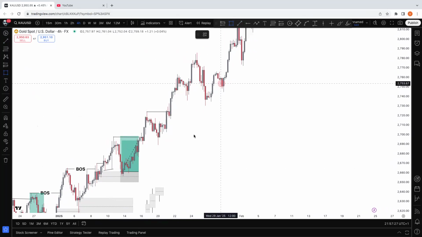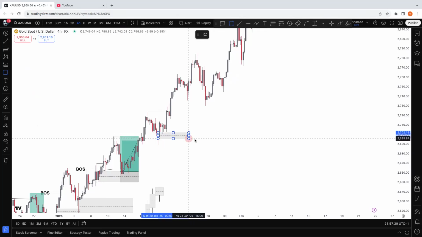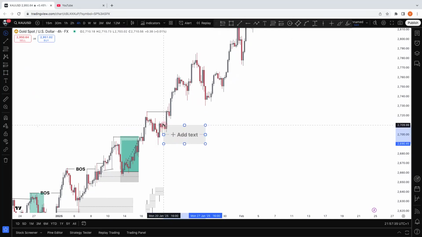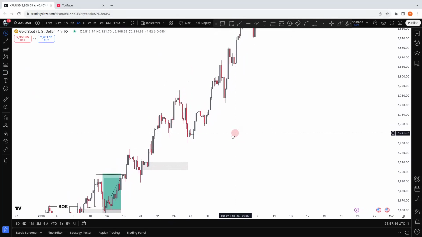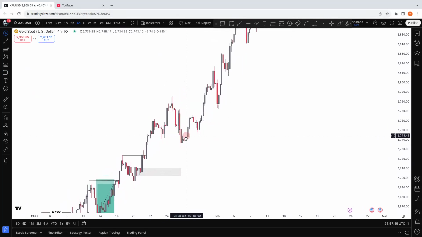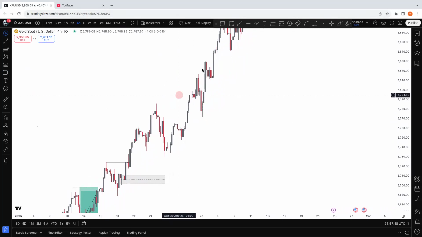Which means we have a new order block here. Or we can even decide to use this one here as our order block, right? But still, price did not come back because gold was just moving impulsively, so there was not much retracement on gold. So we have another BOS as well.